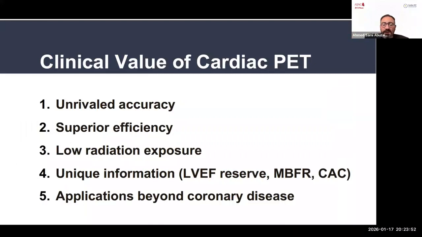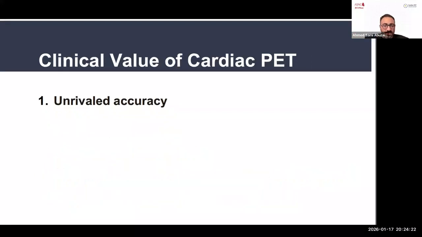So why cardiac PET? Again, because we think of unrivaled accuracy, superior efficiency, low radiation, and unique information, as we're going to see with the left ventricular ejection fraction, which is how the pump of the heart works. We can measure the reserve of the ejection fraction. We can put an eye on anatomy if you have a CT scan with the coronary calcium score, and myocardial blood flow. And then application beyond coronary artery disease.